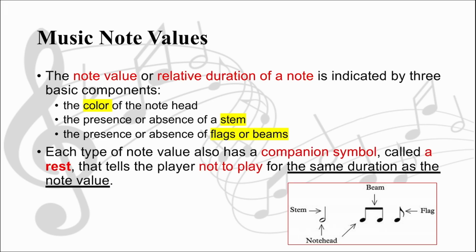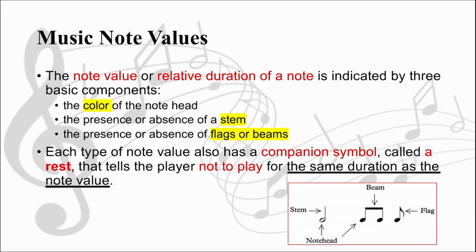So we will come to the next part. Today we are going to learn the rhythms. That's very important because when we are singing, except for the tunes we sing, the rhythm is the most important part. Okay, we will begin from the note values. The note value, or relative duration of a note. The duration of a note is indicated by 3 basic components.